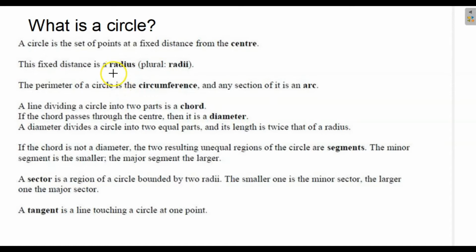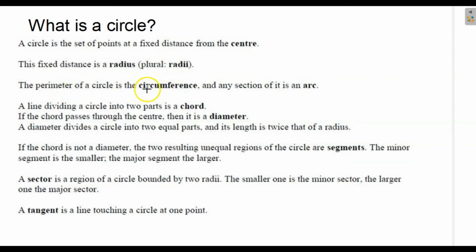The first part we'll be considering is the radius. The radius is simply a line segment drawn from the fixed point known as the center to touch the circumference of a given circle. The plural form of radius is radii.